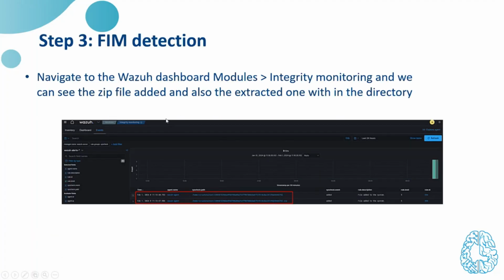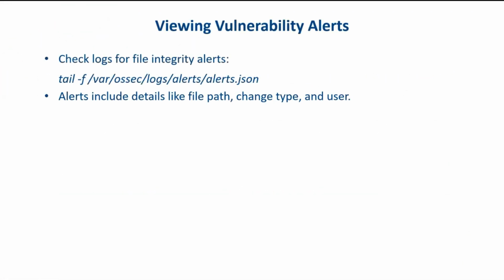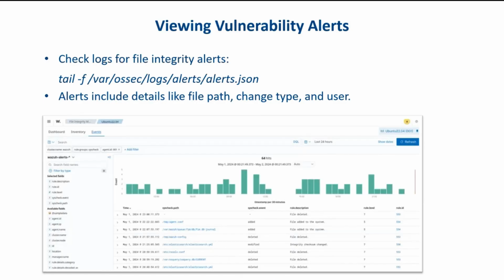We already have this FIM detection. FIM detection means file integrity monitoring. In order to view the vulnerability alerts, after enabling vulnerability detection in your Wazuh, mainly you have to enable it in the Wazuh dashboard as well. And also in some cases it will be off in the Wazuh agent, in the sense the logs won't be sent to the server, so make sure that is enabled as well.